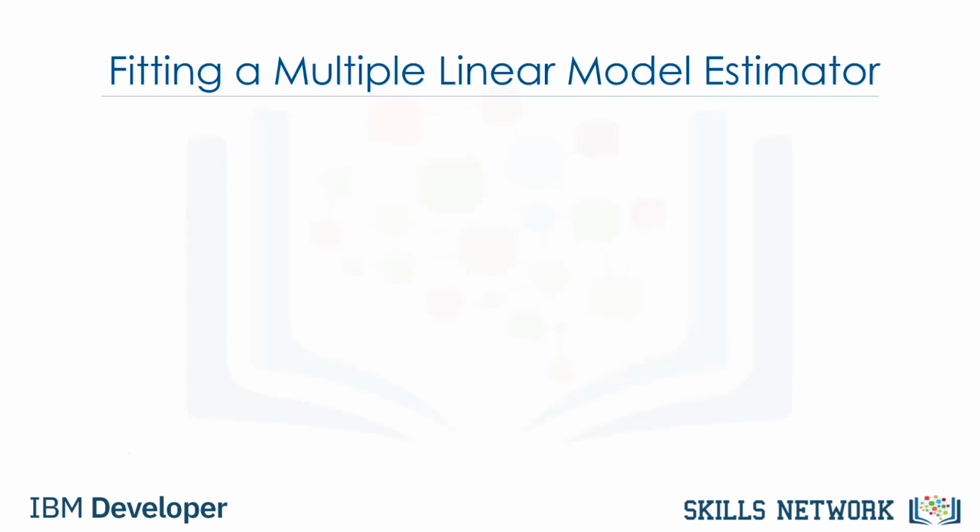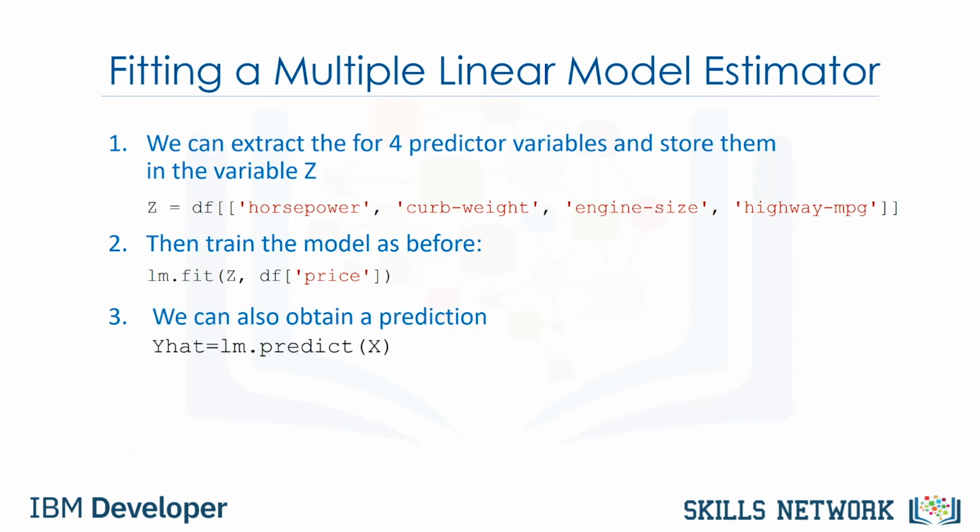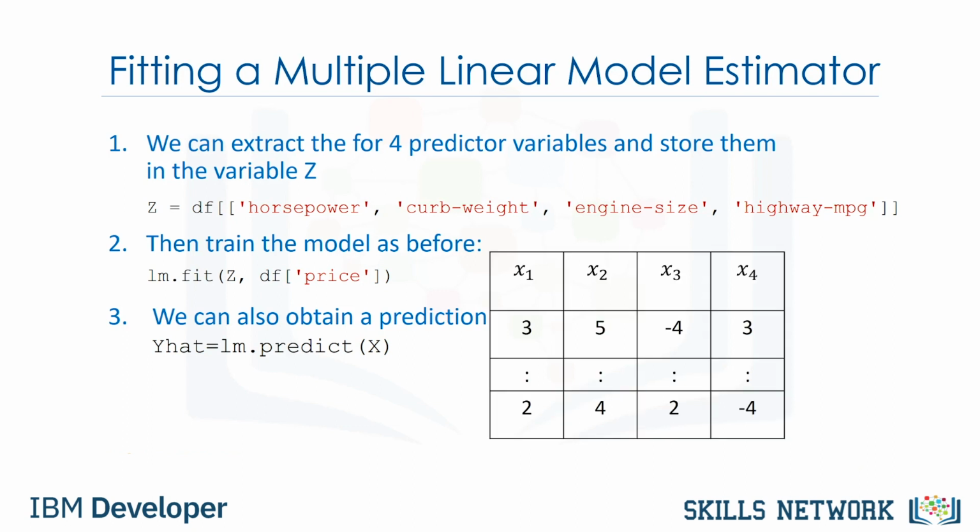We can fit the multiple linear regression as follows. We can extract the 4 predictor variables and store them in the variable z, then train the model as before using the method fit, with the features or dependent variables and the targets. We can also obtain a prediction using the method predict. In this case, the input is an array or data frame with 4 columns. The number of rows corresponds to the number of samples. The output is an array with the same number of elements as number of samples.